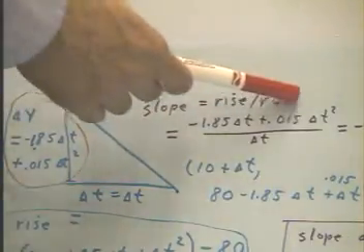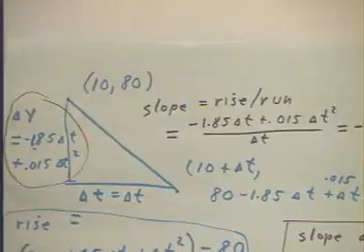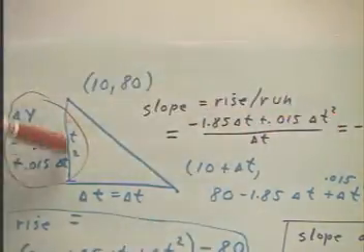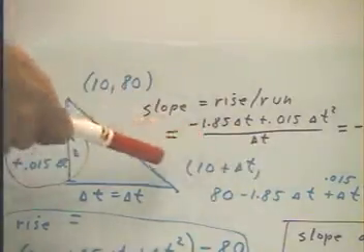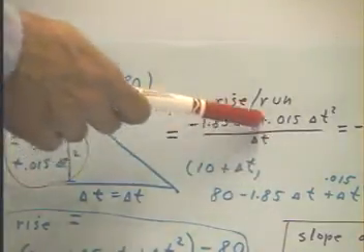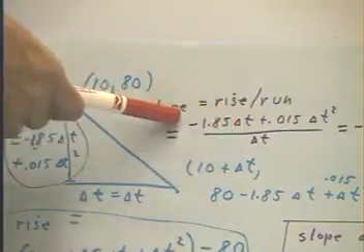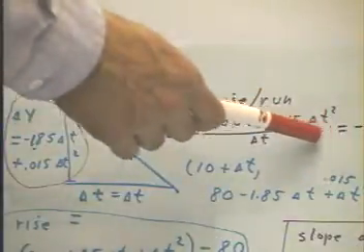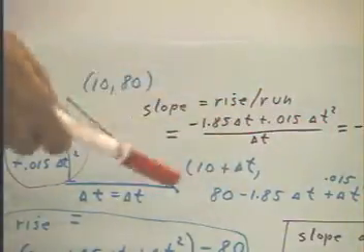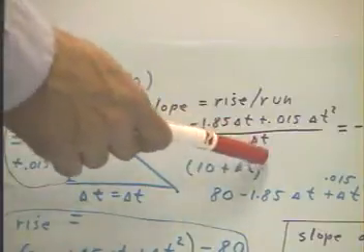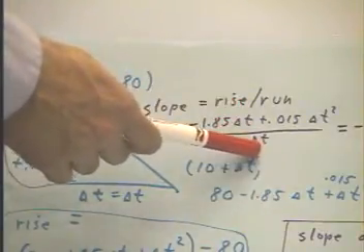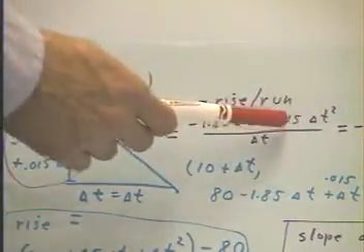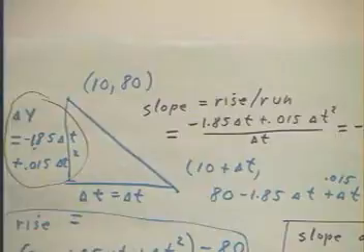Slope is just going to be rise over run, and when we do that, we're going to have negative 1.85 delta t plus 0.015 delta t squared, our rise, divided by delta t, our run. The delta t will divide into the delta t here, leaving us negative 1.85, and it'll also divide into the delta t squared. Remember that a division is a multiplication by a reciprocal. We have to distribute the division. Dividing this into this doesn't get rid of this delta t down here. We've also got to divide the delta t into the delta t squared, and we'll get 0.015 delta t.